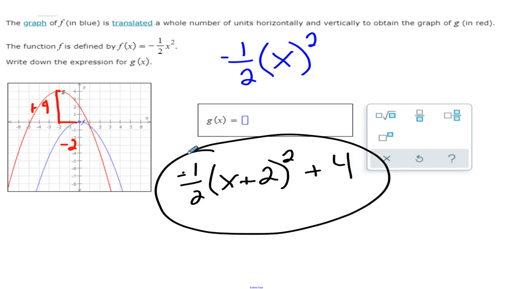So remember, the x is always the opposite of what it says, and it's inside the parentheses with the x. The y is always exactly what it says, and it's on the outside of the entire problem.